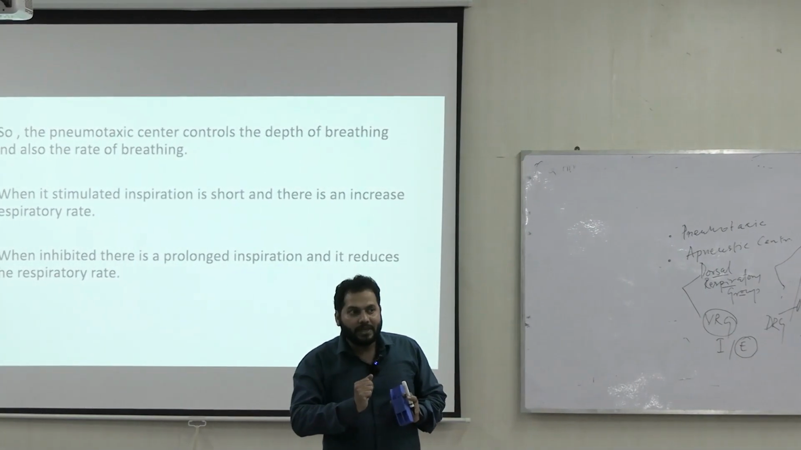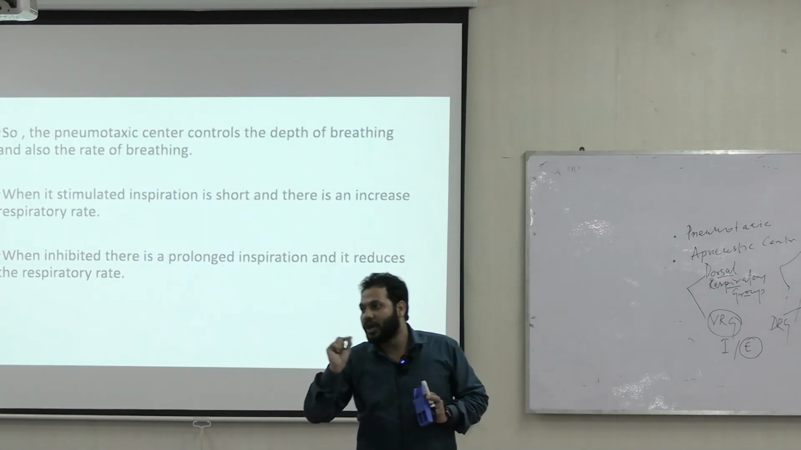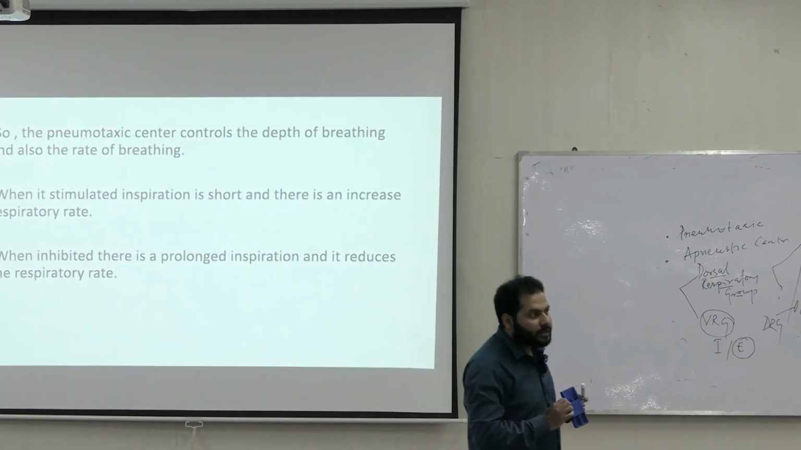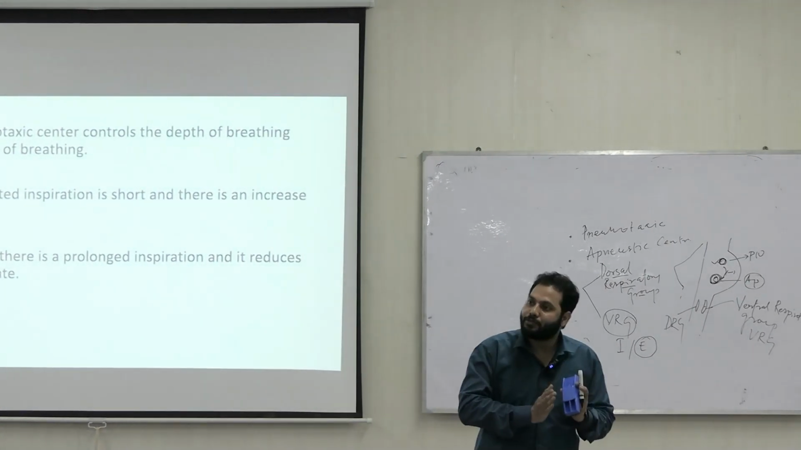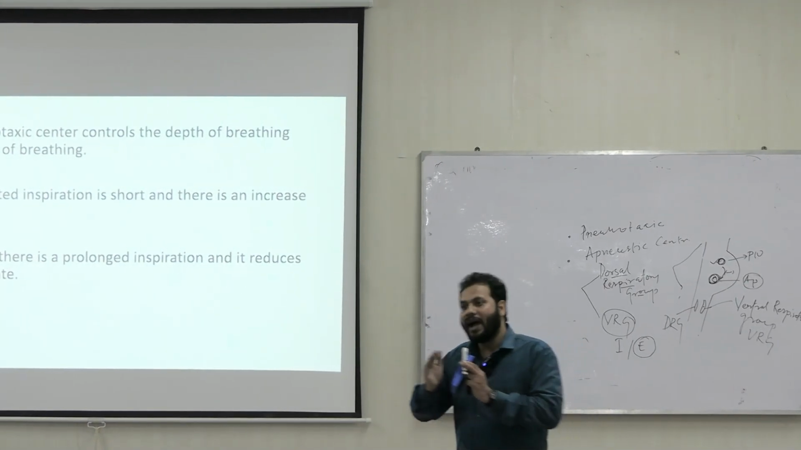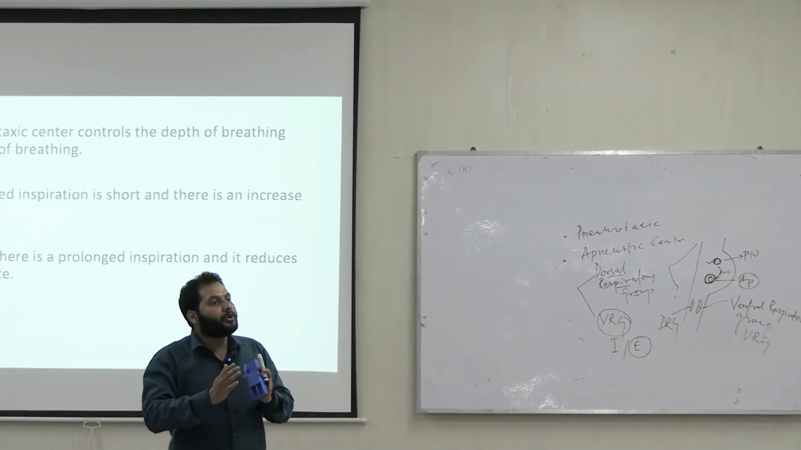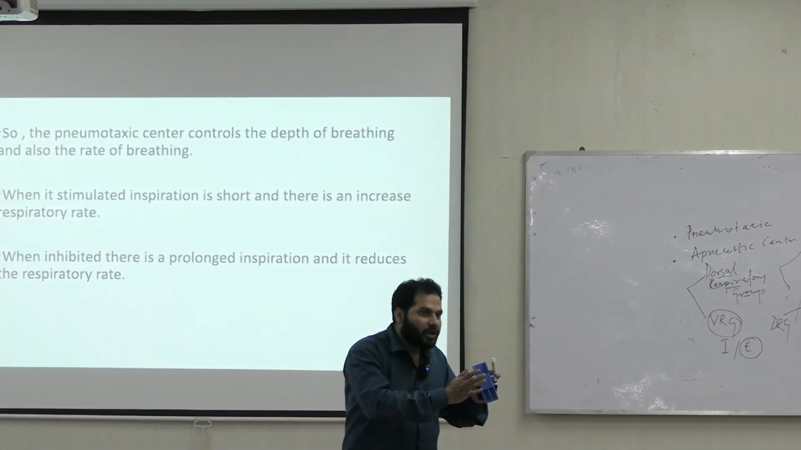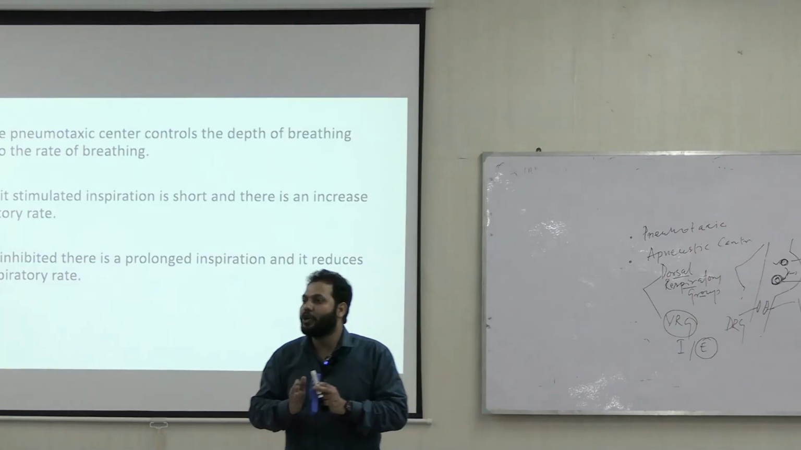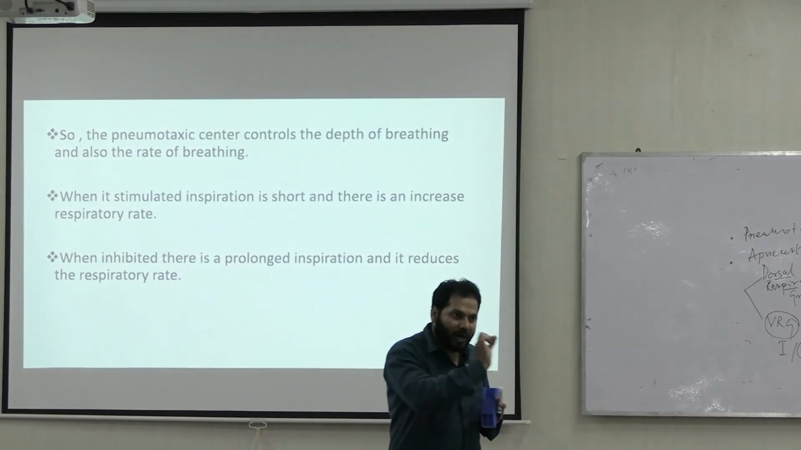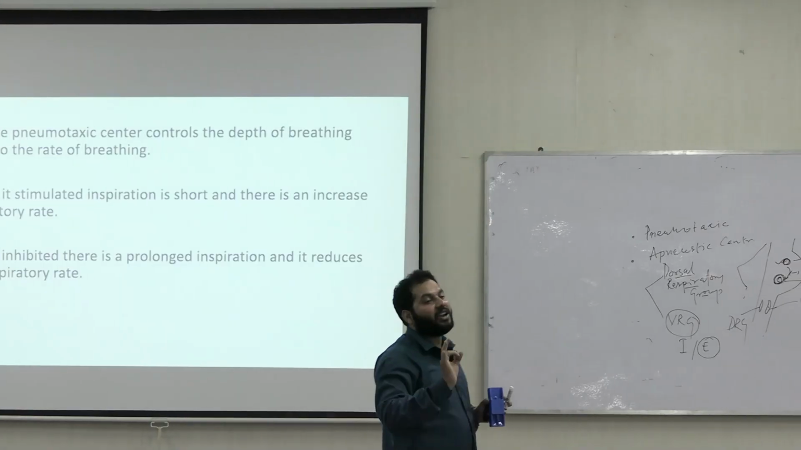the medullary regions, in the medullary regions, there are mainly two groups of neurons, right? That are the dorsal respiratory group or DRG and the ventral respiratory group. The dorsal respiratory group is present on the dorsal side, and the ventral respiratory group is present in the ventrolateral part of the medulla. So, what are the functions of dorsal and ventral?